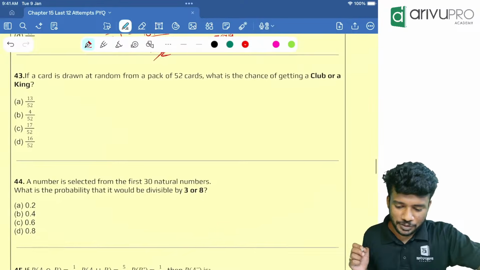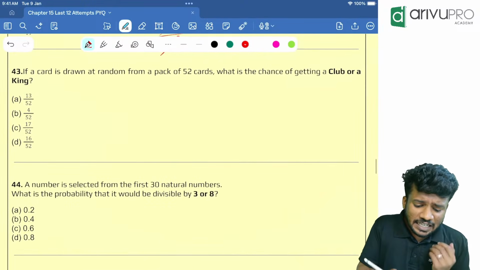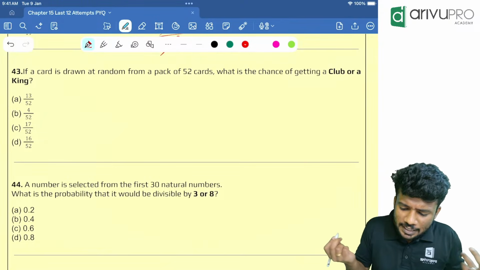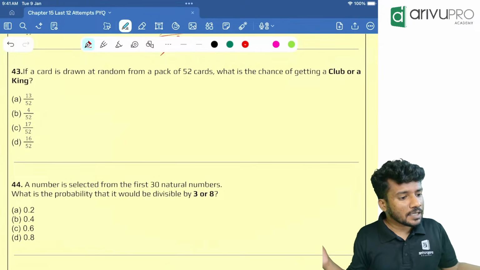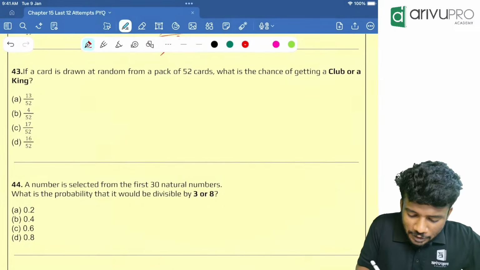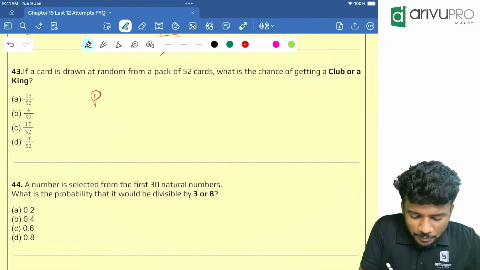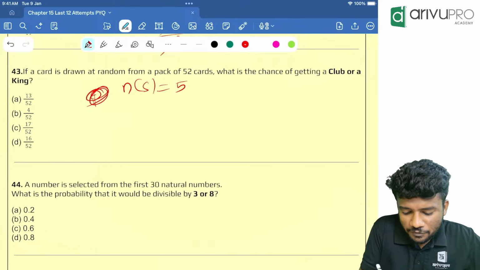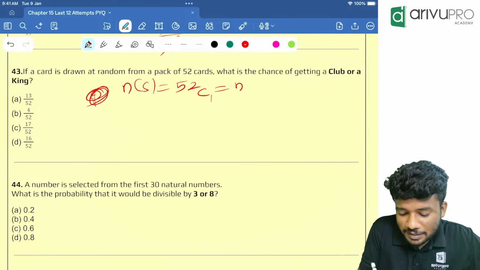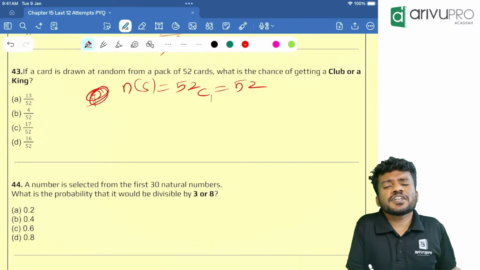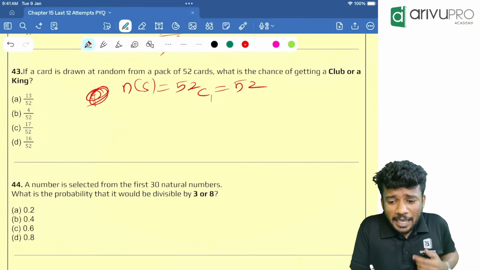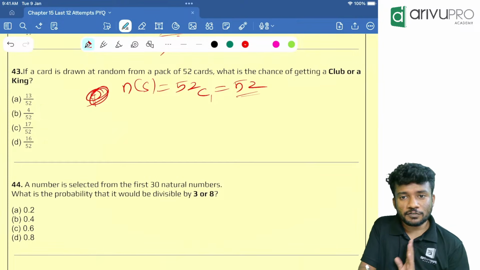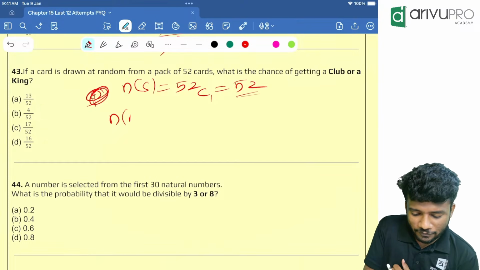Good. Next question. If a card is drawn at random from a pack of 52 cards, what is the chance of getting a club or a king? Very easy. What is the total sample space? N of S is 52 C1, which is nothing but 52. Why did I write 52 C1? Because I am choosing one card. So N of S is equal to 52. Now, N of A I should know.